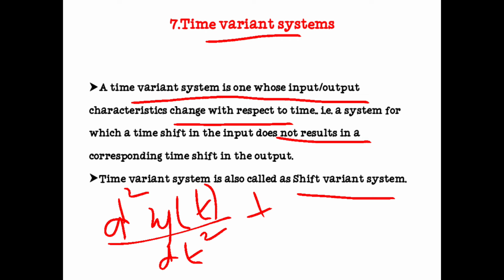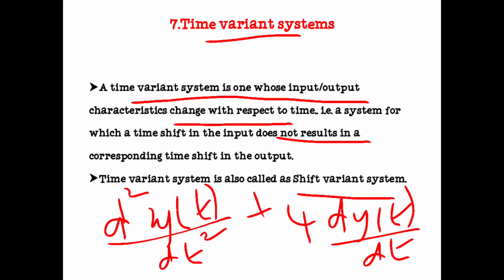For example, d square y of t by dt square plus 4 dy of t by dt is equal to x of t. Here the first coefficient is 1, the second coefficient is 4, and the coefficient of x of t is 1. So here the coefficients are constant.